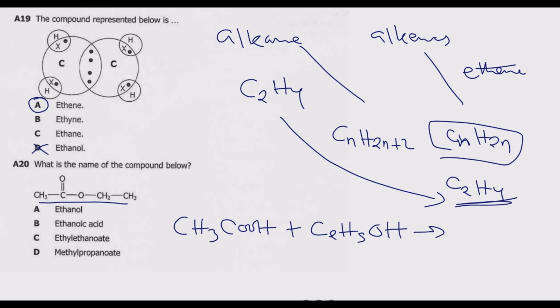The acid is going to lose this, then this one is going to lose that, so that these two are going to form water. They are going to form water here among the products. Then these will combine to form this compound. This one and this one come here, such that you have C2H5. So this will be our compound.